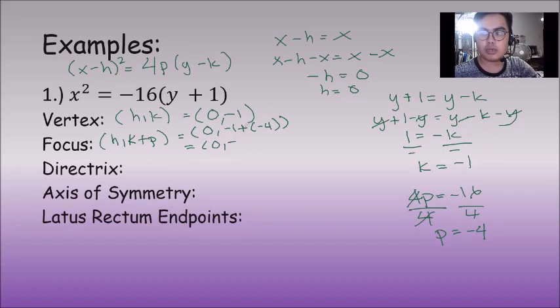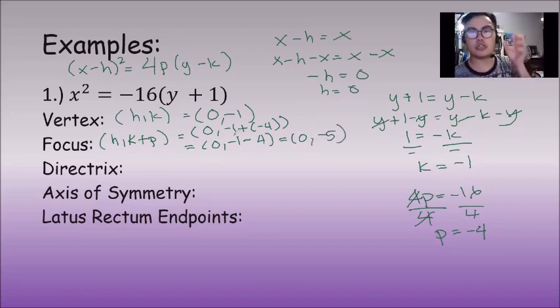So positive times negative is equal to minus. Negative 1 minus 4 is negative 5. So that is the focus for this parabola. Since our p is negative, it opens downward.